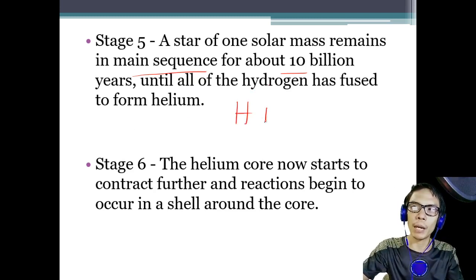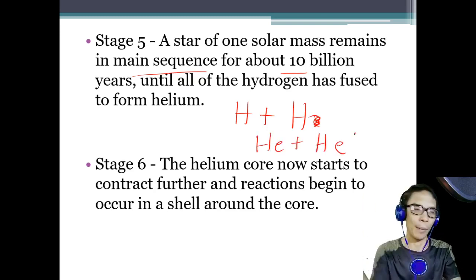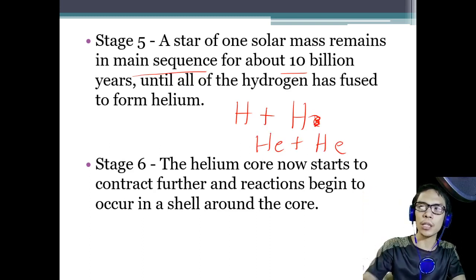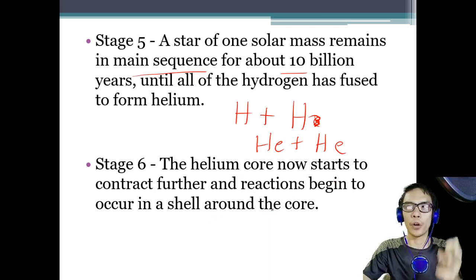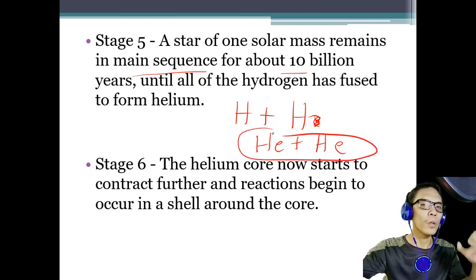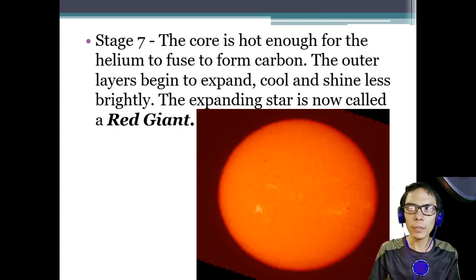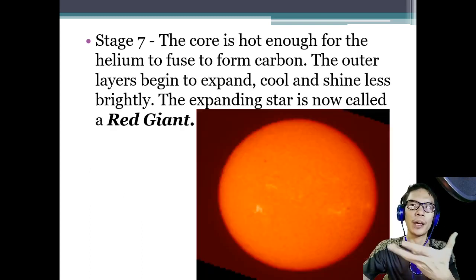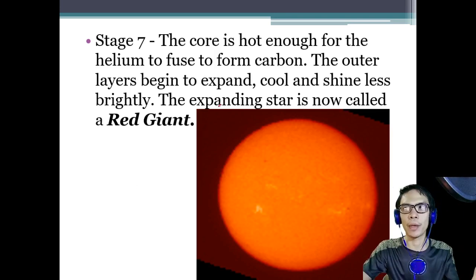Now, when all the hydrogen becomes helium, the helium will start fusing to become the next element. In stage 6, the helium core starts to contract and nuclear reaction begins to occur in the shell around the core. Meaning, the helium is now starting to combine using the nuclear fusion process. Then the core is hot enough for the helium to fuse to form carbon. The outer layers begin to expand.